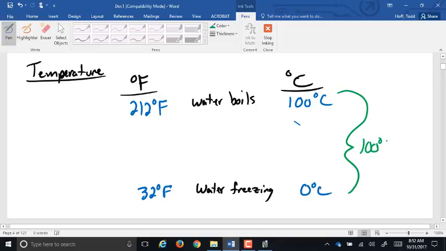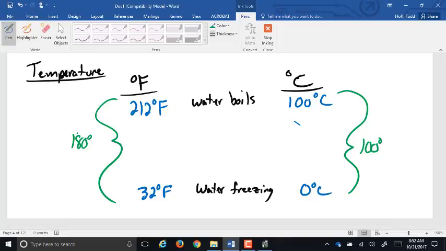Because there's 100 degrees between freezing and boiling, the Celsius scale is sometimes referred to as the centigrade scale. Centi meaning 100, grade meaning divisions. There's 100 divisions between freezing and boiling. On the standard scale, there's how many degrees between? If I subtract that out, that's 180 degrees. So what that's saying is 1 degree Celsius is larger than 1 degree Fahrenheit. There's 180 of those Fahrenheit degrees and only 100 of the Celsius degrees between there.